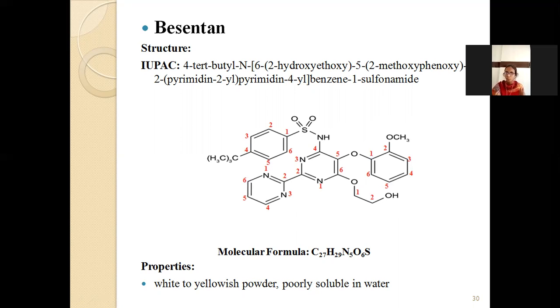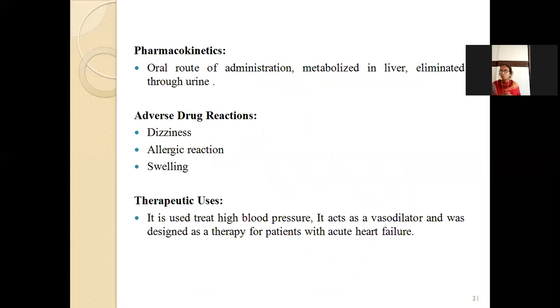And what are the properties? It is a white to yellowish powder and it is poorly soluble in water. Next, pharmacokinetics. It is an oral route of administration and it is metabolized in the liver and eliminated through urine. Adverse drug reactions are dizziness, allergic reactions and swelling. Uses: it is used to treat blood pressure and it is also used to treat heart failure.